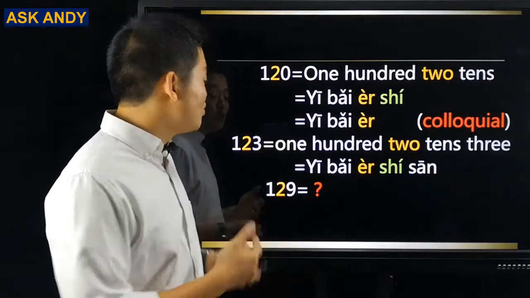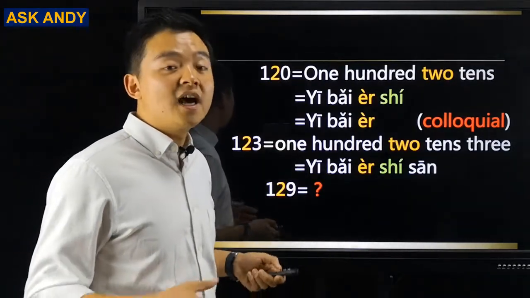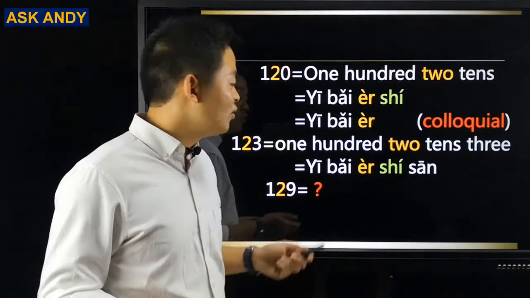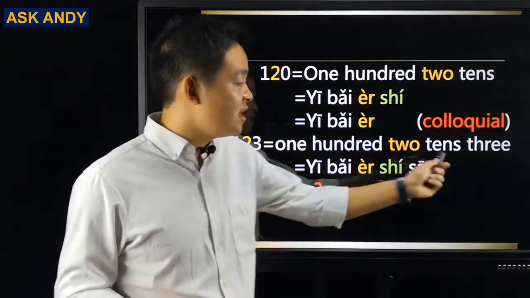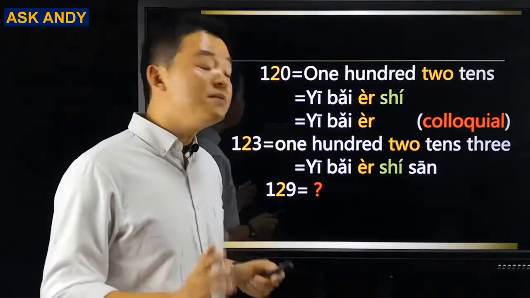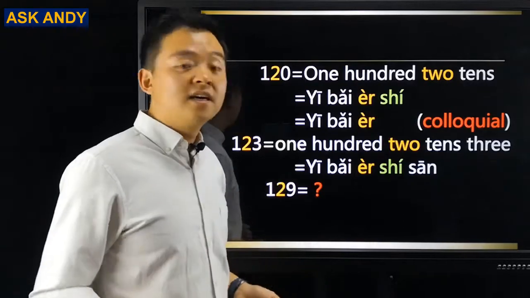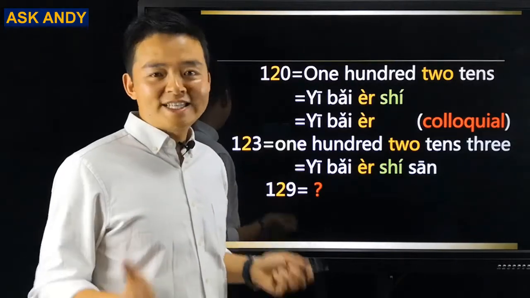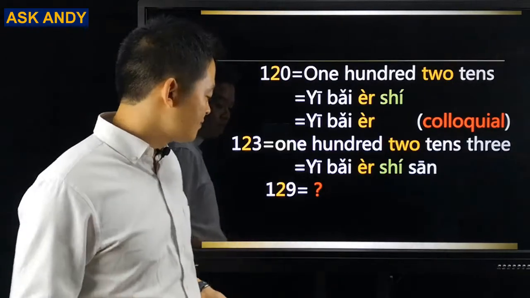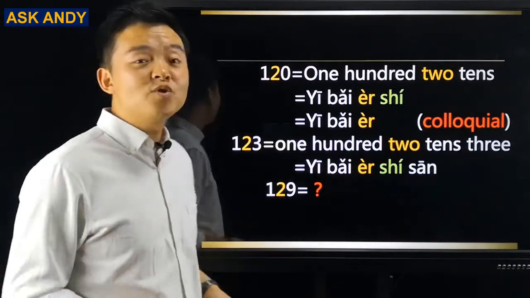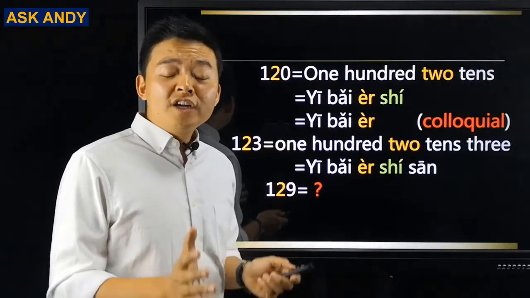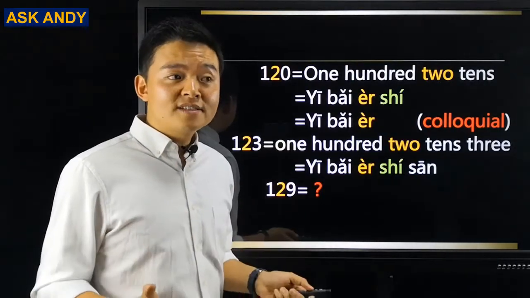And then 123. So we read it as 102 tenths 3. Remember, when you have another syllable, so the 3 after it, you can't omit that 10. You need to keep it. So we read it as 123. Try it. So how can we read 129? So you need to think in your mind. So that will be 102 tenths 9.